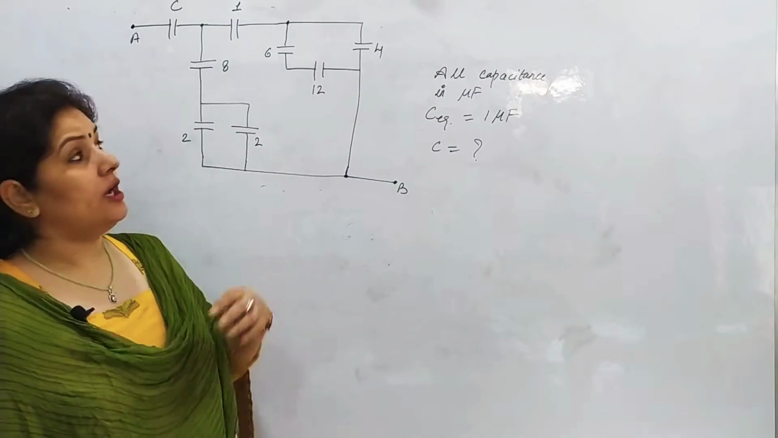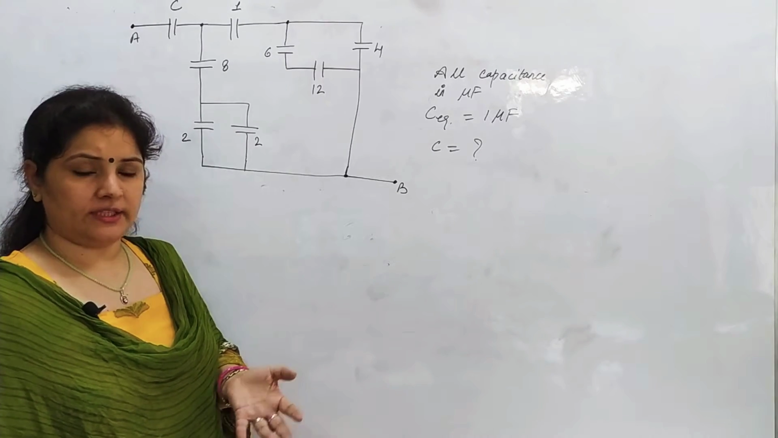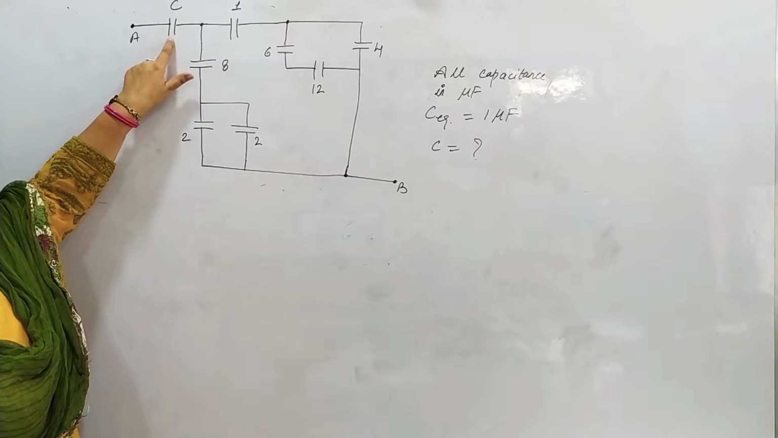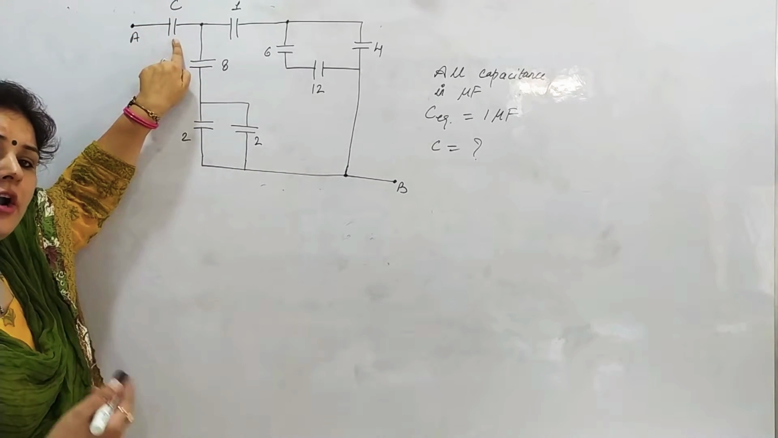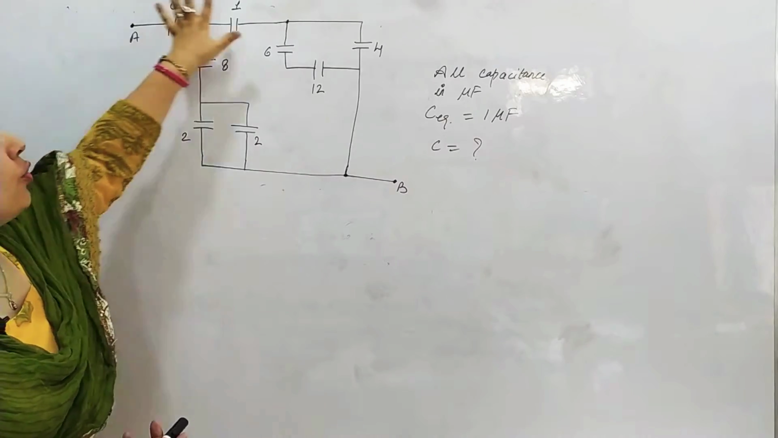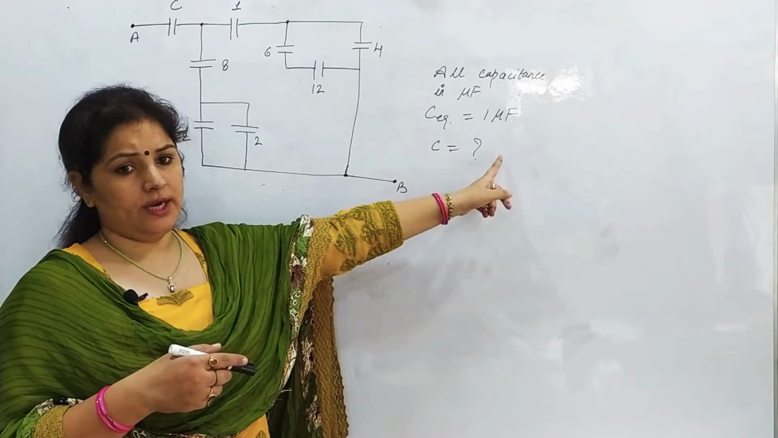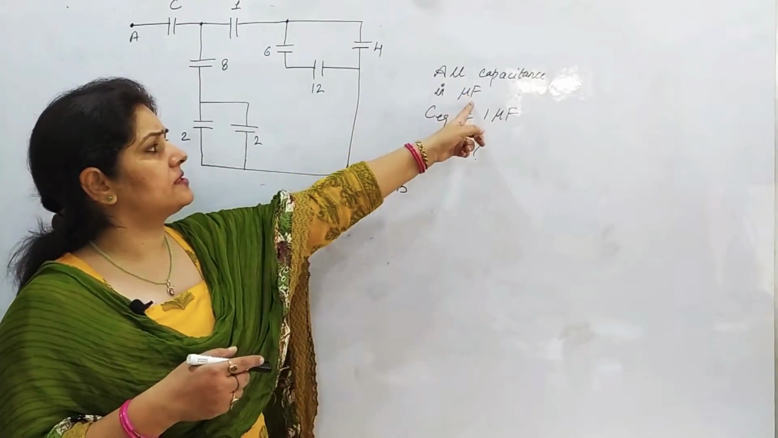1 microfarad. All these capacitances are connected. You have to identify how they are connected and how to solve. Using that, you have to find this value of C. This value is given as C. So you need to calculate what is the value of C when the overall answer for this circuit is 1 microfarad. Right? All the capacitors numbering has been given, but all the capacitors are in microfarad.